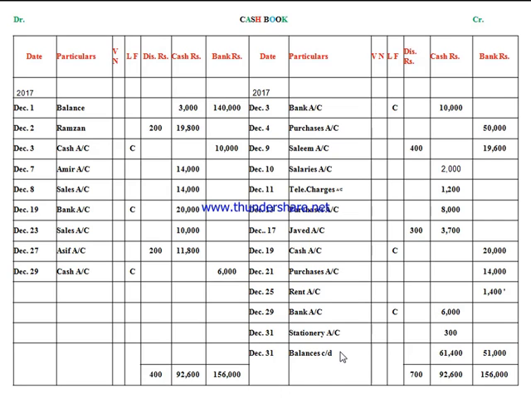After all transactions, we will wind up our cash book in this way, and these two balances. Remember, we will not find out the balance of the discount column. We will just find out the balances of the cash column and the bank column, and then these two balances will be transferred to the next page or the first of the next month. So this is our question. Try to do it again. Thank you very much.